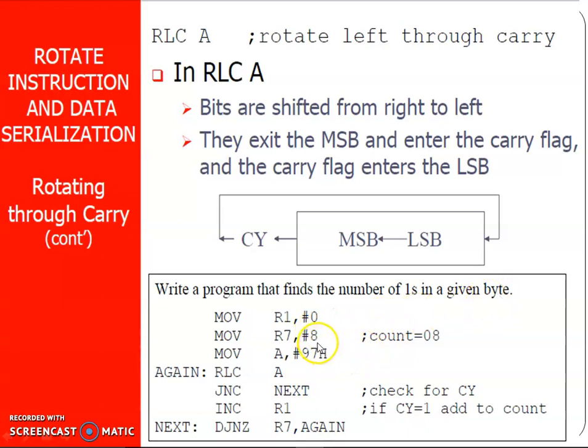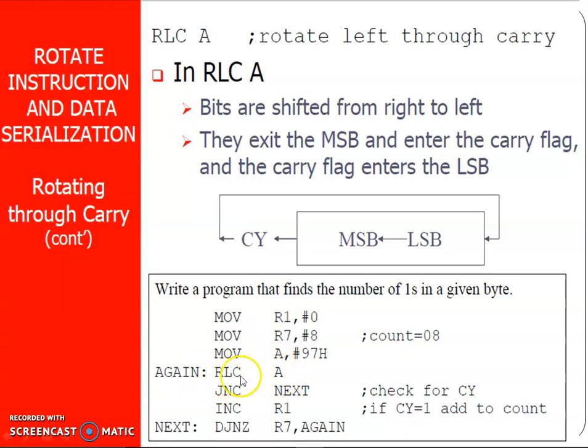A byte contains 8 bits, so we have to compare all the 8 bits. Therefore here the count value is 8. Initially R1 is 0, so this is where we are going to store how many ones there are, and the data from which we have to count is 97H. It is stored in the accumulator.